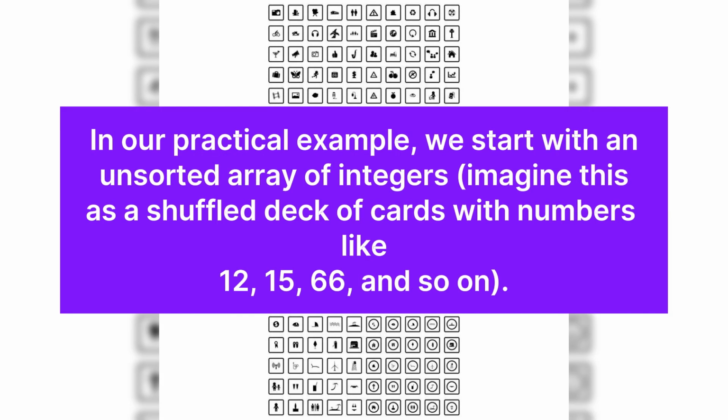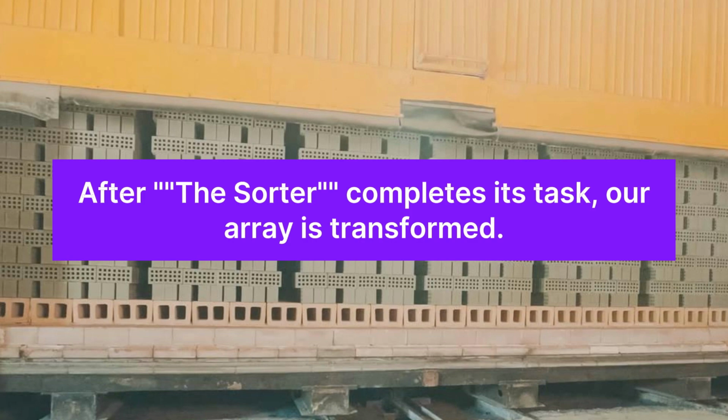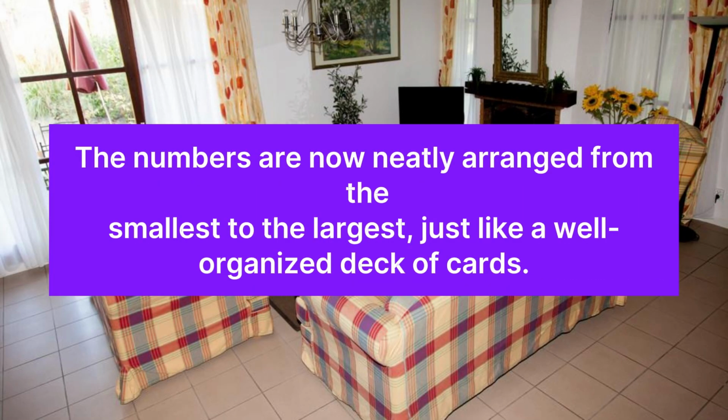In our practical example, we start with an unsorted array of integers. Imagine this as a shuffled deck of cards with numbers like 12, 15, 66, and so on. Our goal is to sort this array so that the numbers are in ascending order. After the sorter completes its task, our array is transformed. The numbers are now neatly arranged from the smallest to the largest, just like a well-organized deck of cards.